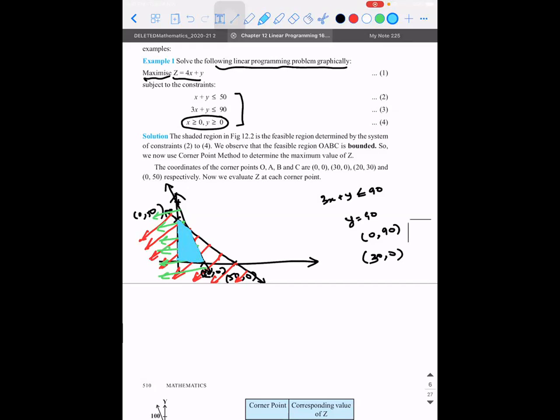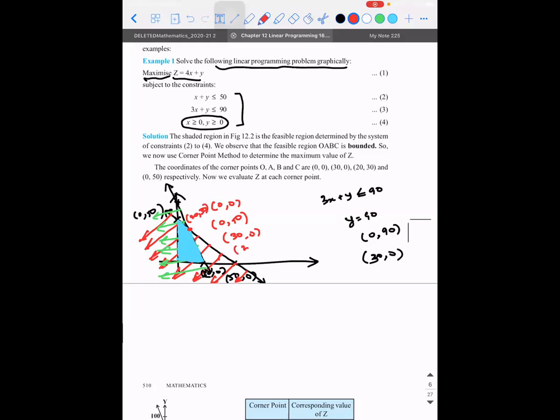So, what are all the points, guys? Origin 0, 0; 0, 50; 30, 0; and the point of intersection. Can you find it quickly and tell me? x plus y is 50, 3x plus y is 90. So 2x is 40, x will be 20. x is 20, y is 30. So you will get 20, 30.